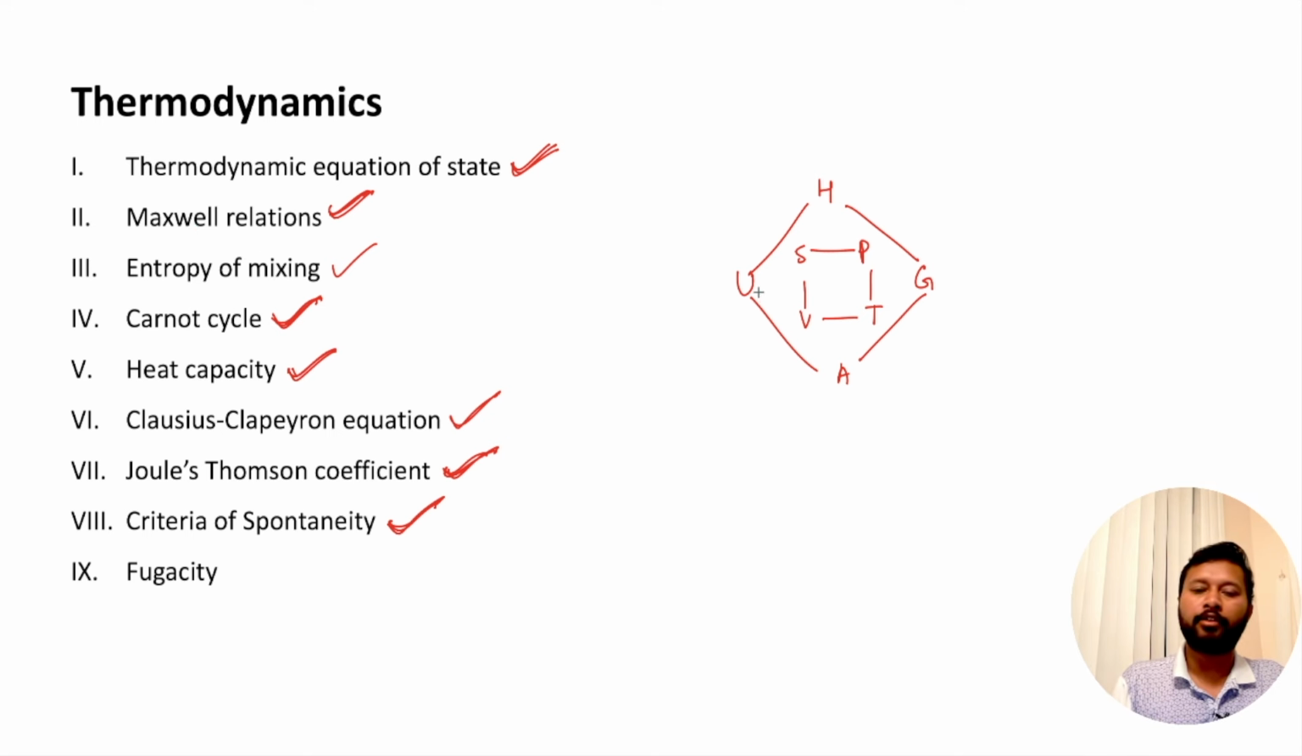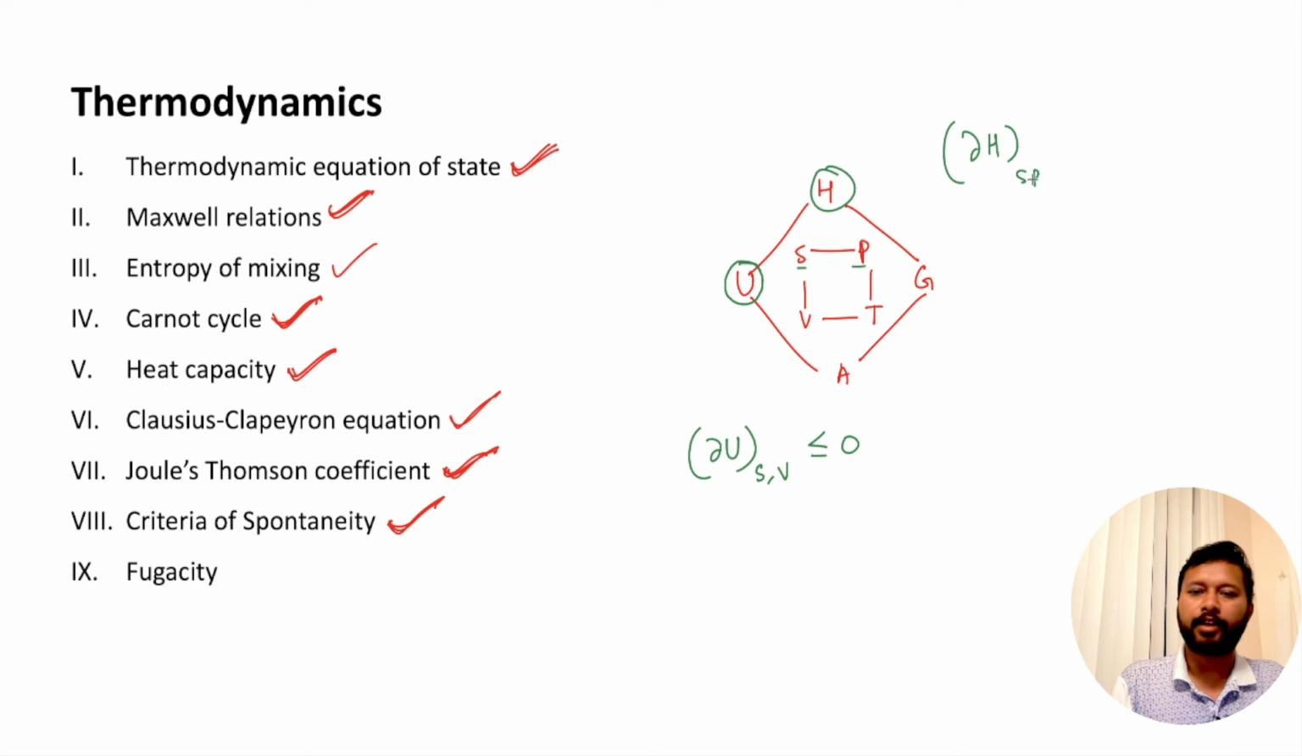Now if you want to write down the condition for spontaneity, that's pretty simple. All you have to do is, if you are writing with respect to V, with respect to U, the condition for spontaneity is that dU, the change in internal energy at constant S and constant V, should be less than or equal to zero. It should be negative basically. So how did this S and V come? That is because these are closer to U. Okay. Similarly, if you want to write for, let's say, H, you will write that dH at constant, what are closer to it?